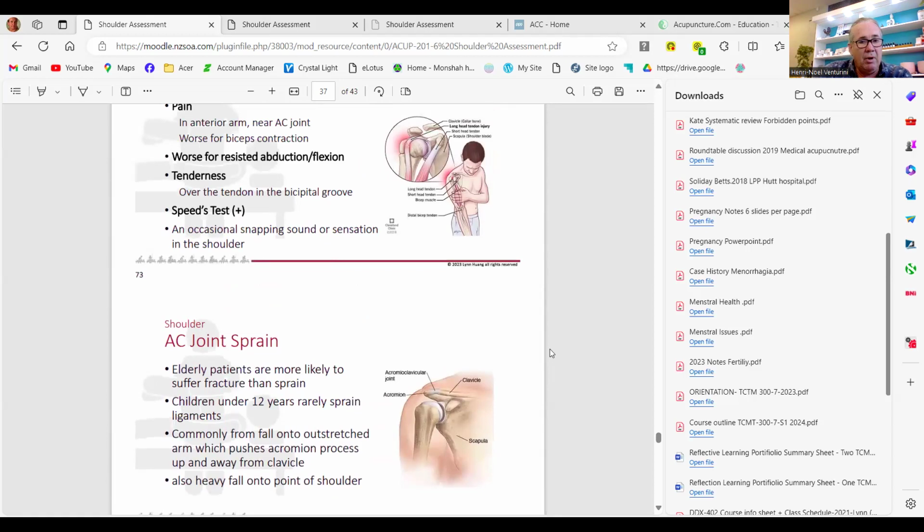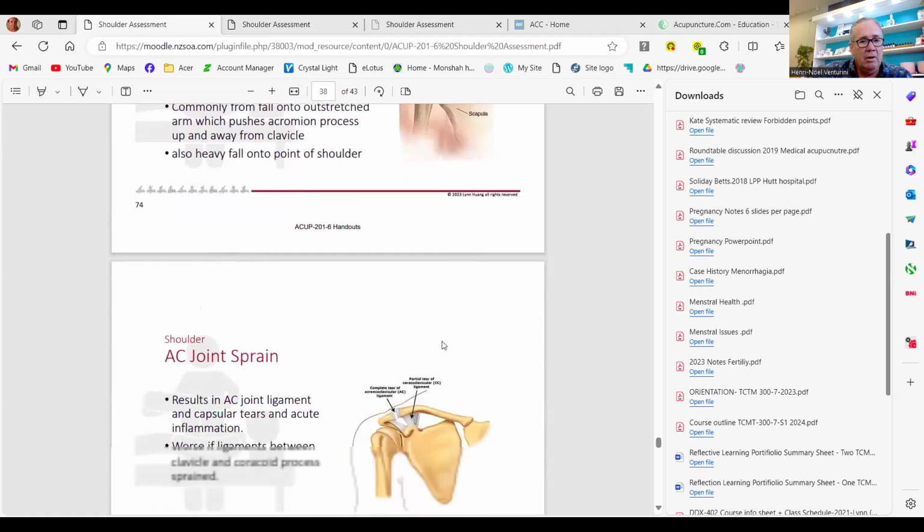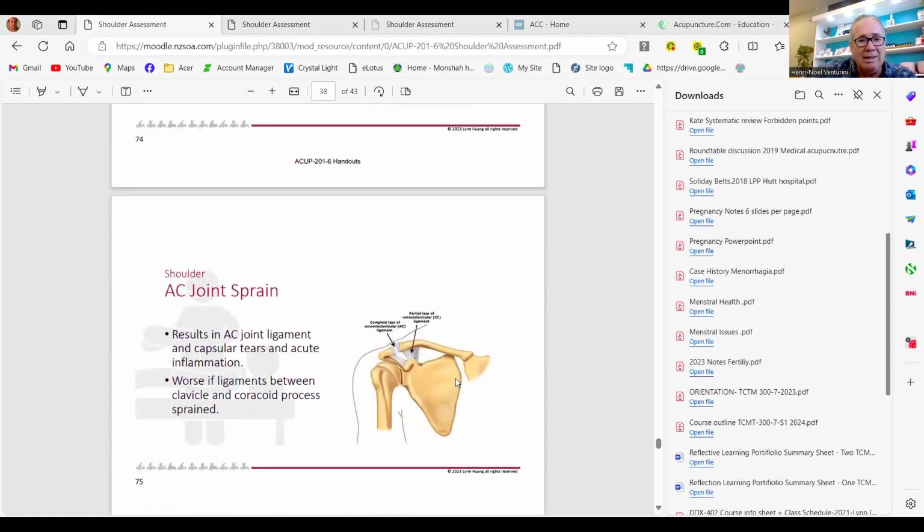So the AC joint sprain is where the acromion and the clavicle and all the ligaments that are supporting that, one of them is no longer holding its integrity. So then you've got to look for, okay, which one is it? Okay, so these are the particular ligaments that you're looking for in the AC sprain. But as an acupuncturist, you're only looking at relieving pain and inflammation. Most of the time when a client comes to see you as an acupuncturist, they'll already have a diagnosis.